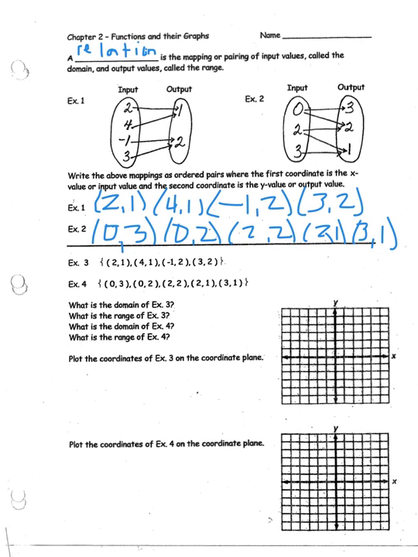Example 3 gives us a list of ordered pairs, and example 4 also gives us a list of ordered pairs. We want to answer the question, what is the domain of example 3? So we want the domain, we want the x values. So our x values in example 3 consist of the numbers 2, 4, -1, and 3. And then we'll list those from least to greatest. So we have -1, 2, 3, and 4.